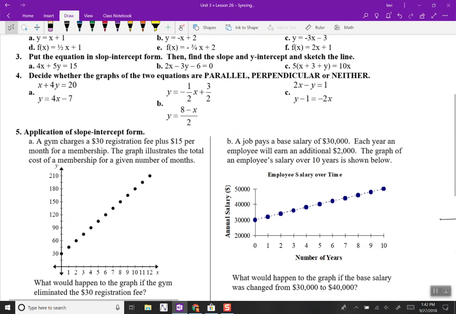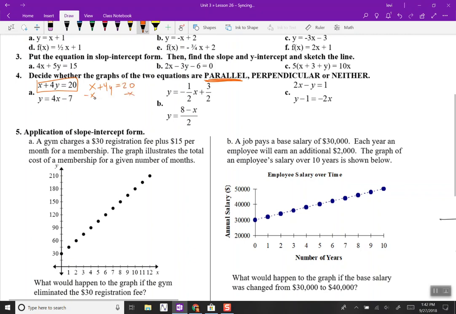Four says decide whether the graphs of the two equations are parallel, perpendicular, or neither. So how can we tell if a graph has parallel lines? And I think we'll go over that in tonight's notes. Parallel lines have the same slope. So what is this asking us to do? We need to find the slope of this equation. So x plus 4y equals 20.